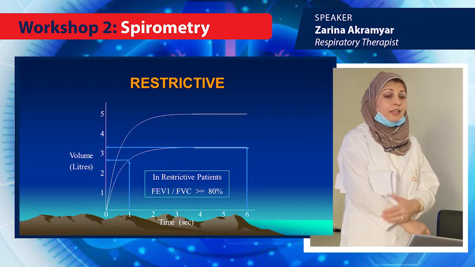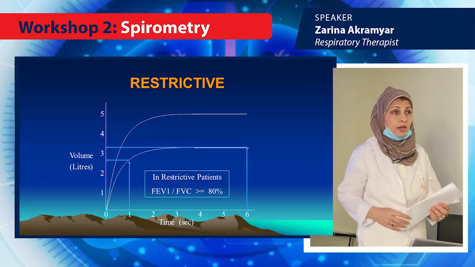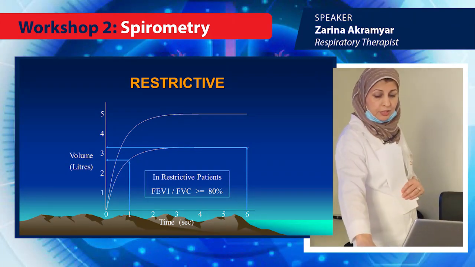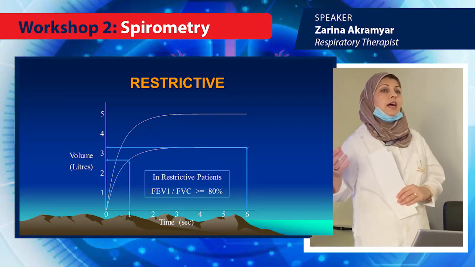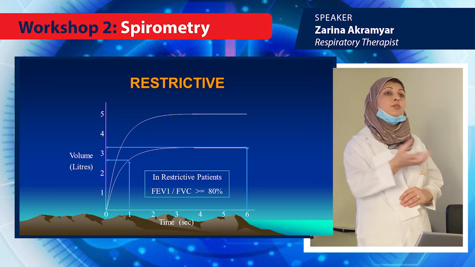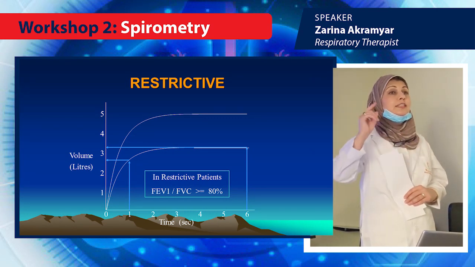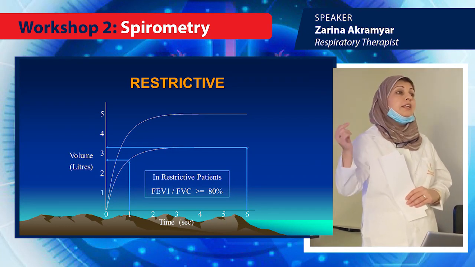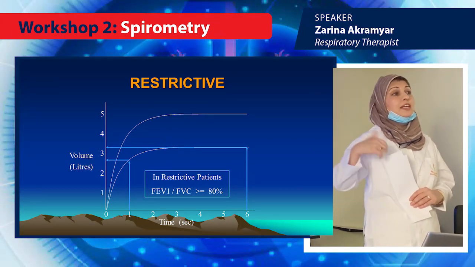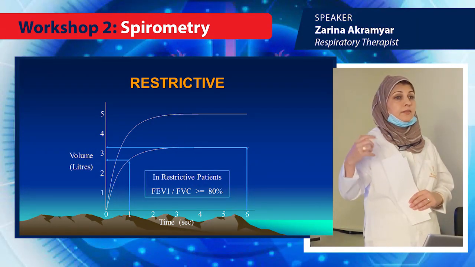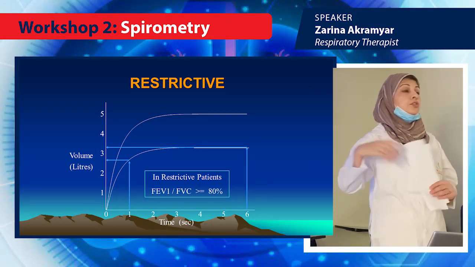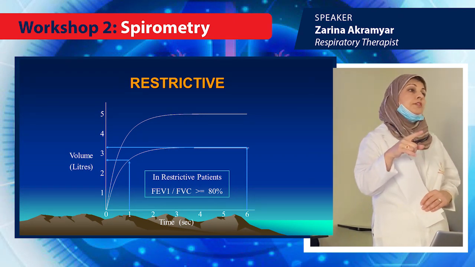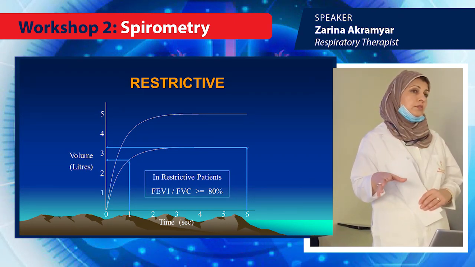For that we have another test, which we call DLCO, the diffusion capacity test. With the diffusion capacity, we can see how much oxygen can be transferred from the lung to the blood. Then we can know whether the patient has intrinsic restriction or extrinsic restriction. Is the problem in the lung? If the lung is good, then we have to look at other things. Pulmonary fibrosis patients have low DLCO.